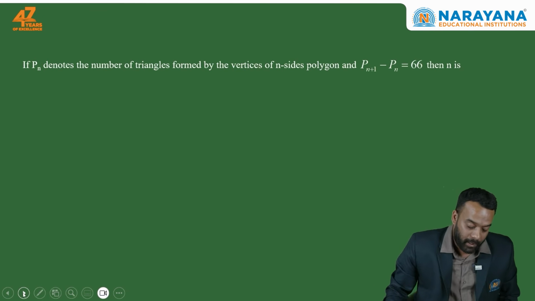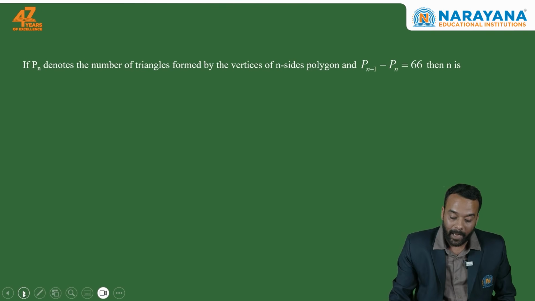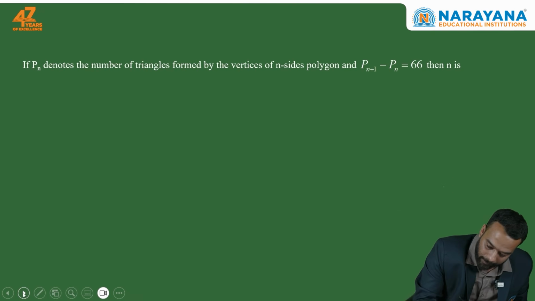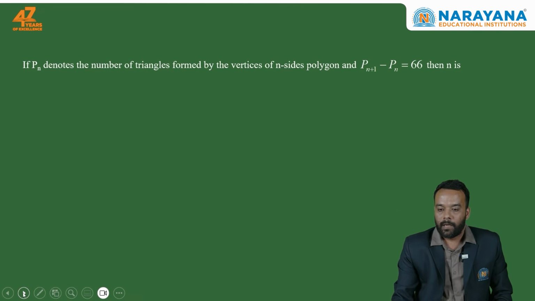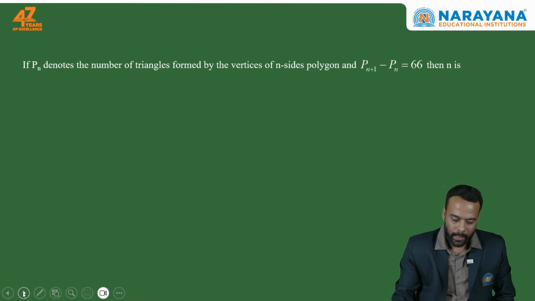Now, if Pn denotes the number of triangles formed by the vertices of an n-sided polygon and Pn+1 minus Pn is equal to 66, then n is. This is a geometry-based question of permutations and combinations. For a polygon of n sides, the number of triangles which can be formed is nC3, because out of n we have to select 3 vertices in order to make a triangle.